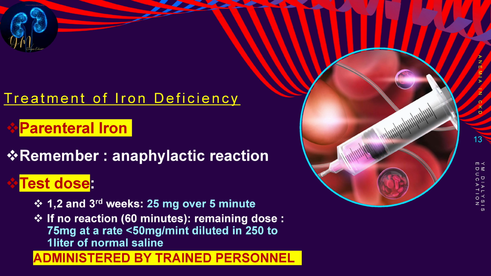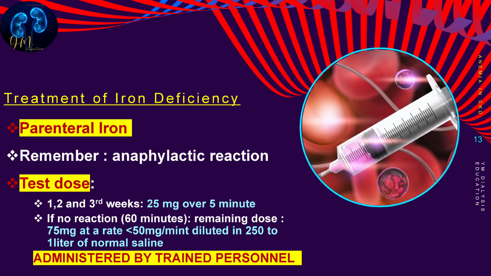Manufacturers recommend the test dose of iron salt be given at weekly intervals of the first, second, and third weeks. A test dose is recommended, 25 mg over 5 minutes, while observing the patient for reactions. If no reaction occurs by 60 minutes after a test dose, then the remaining dose is administered at 75 mg at a rate of less than 50 mg per minute and diluted in 250 to 1000 ml of normal saline. The 60 minute monitoring period is a KDIGO anemia guideline for IV dextrans and for IV non-dextran irons.